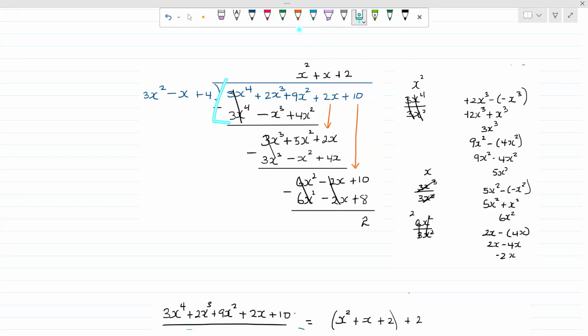So we all have matching powers of x here, right? So we don't need to leave any spaces. Everything is lining up quite nicely. 3x to the power of 4 minus 3x to the power of 4, that's going to cancel out. We're going to get 0 there.